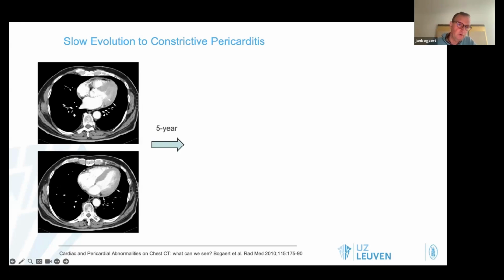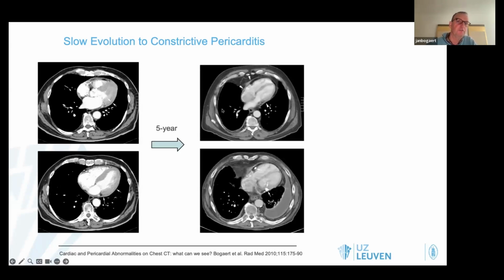This evolution was very slow. Often it goes faster, but this is slow. Over a period of 5 years, first of all, you see the differences in the heart. It seems to be squeezed. And why is it squeezed? Because there's a non-compliant pericardium surrounding it.